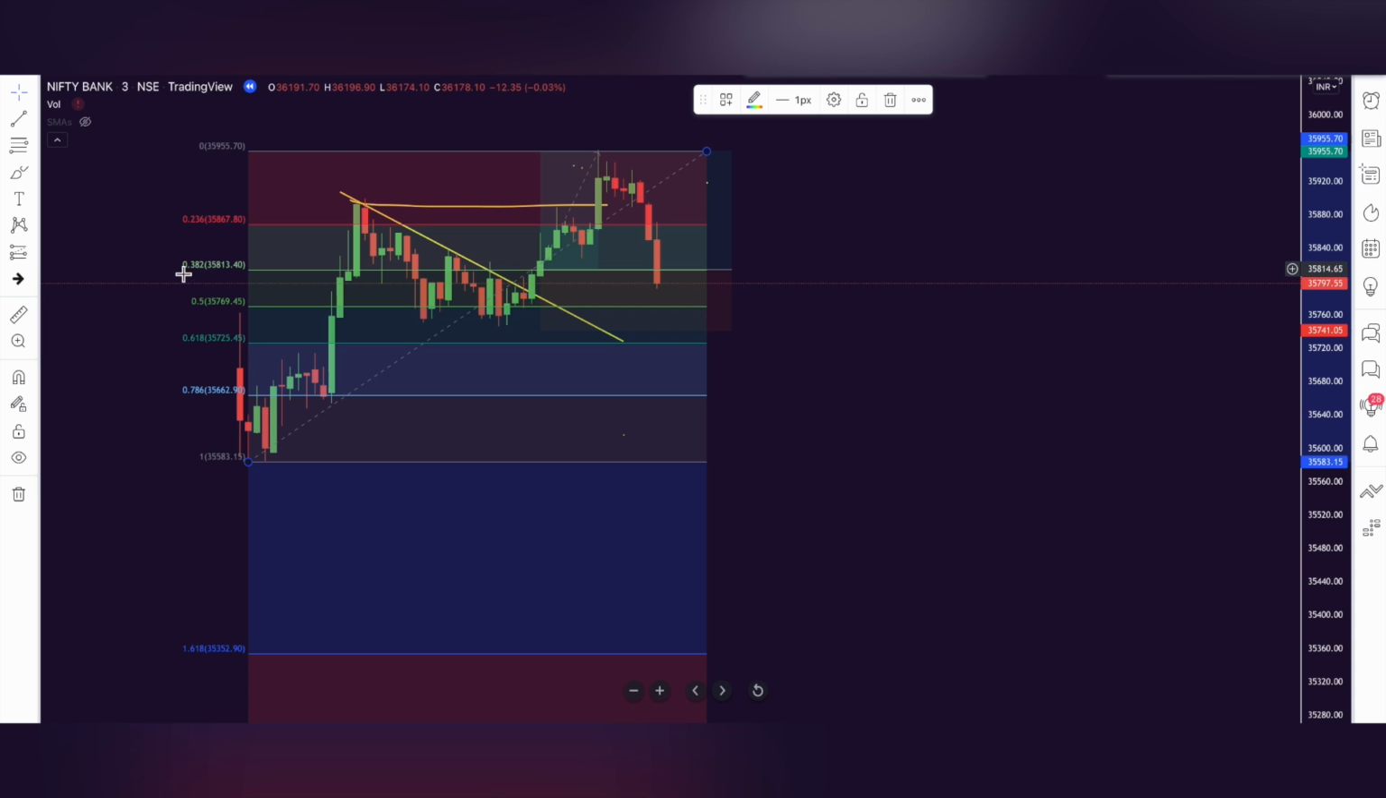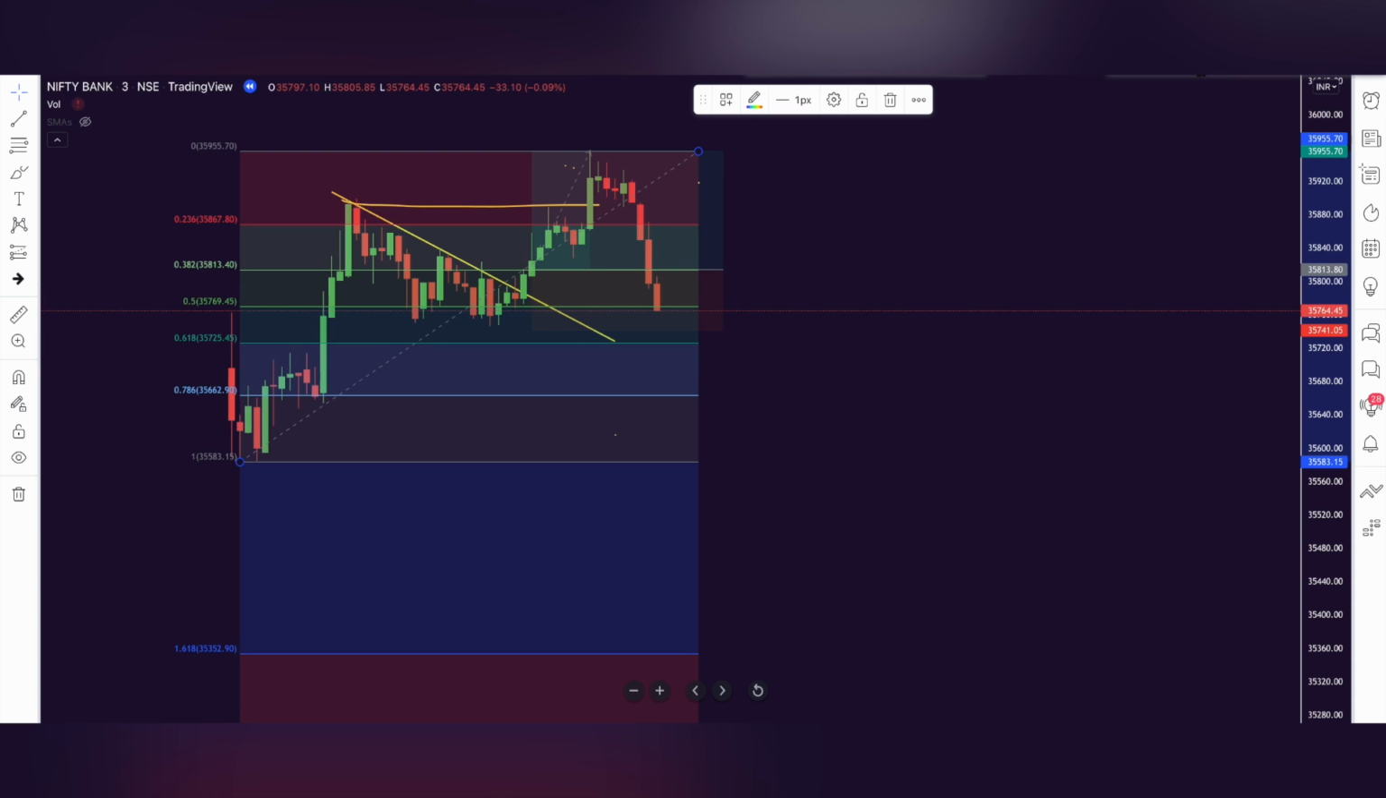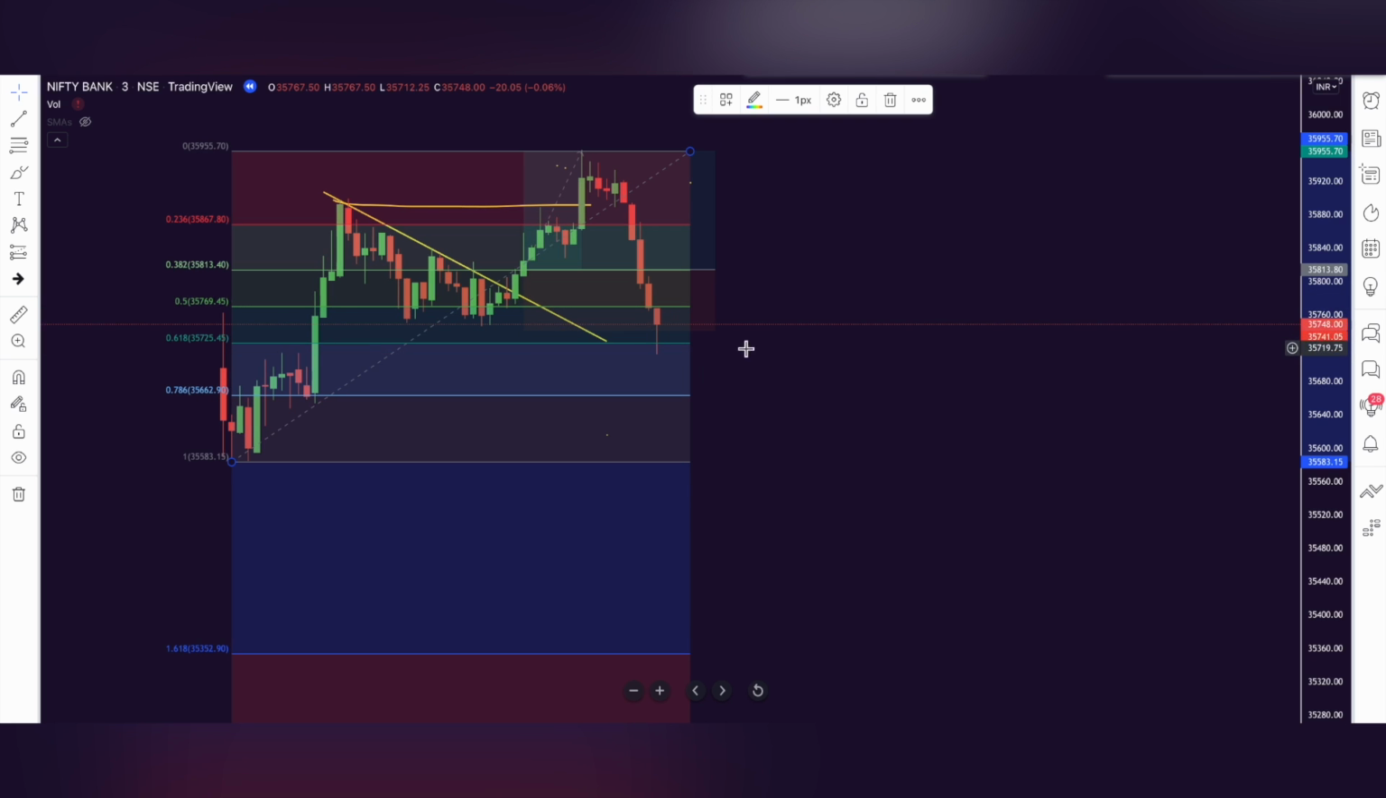The market broke the 0.38 level. It broke the 0.5 level. Now those who exited the trade, they already made profit, but I did not exit. So my stop loss got hit here because I did not exit at 1:2 risk reward.